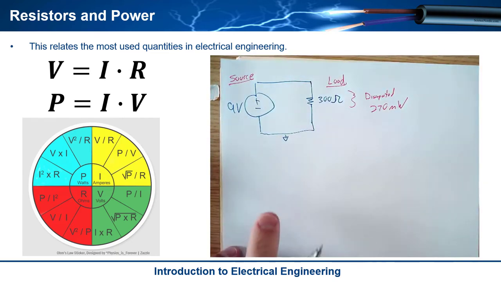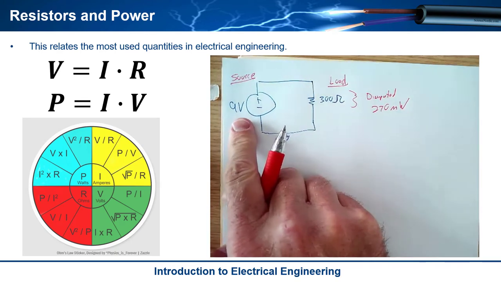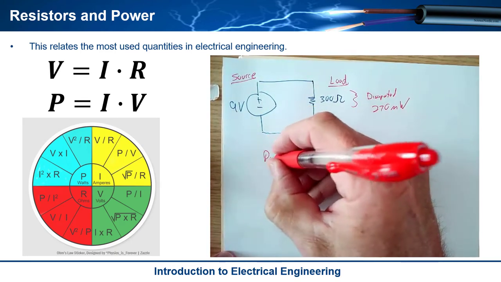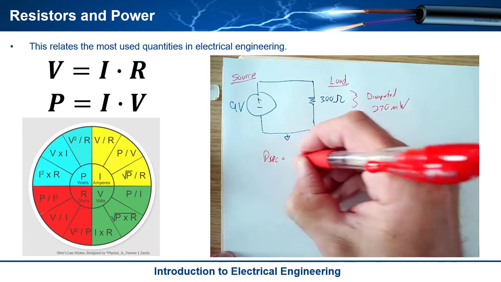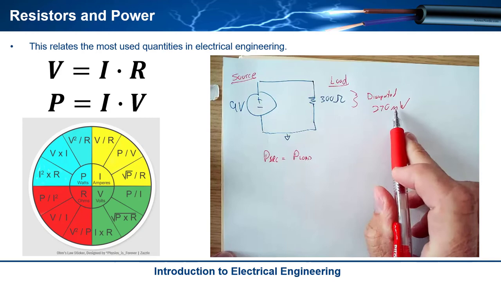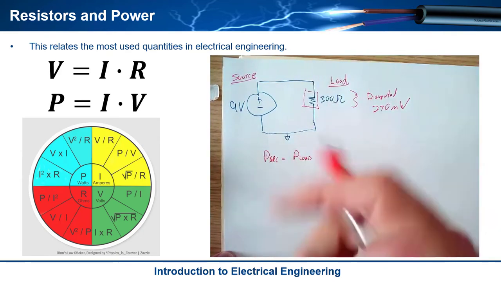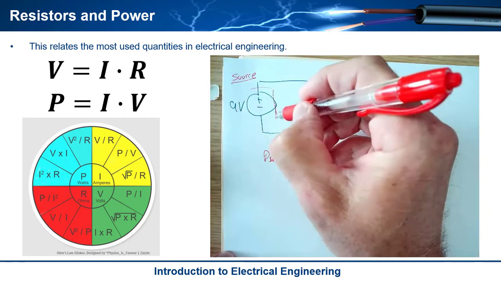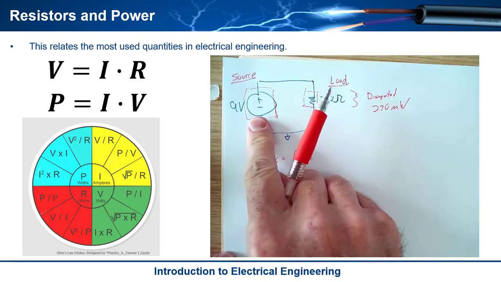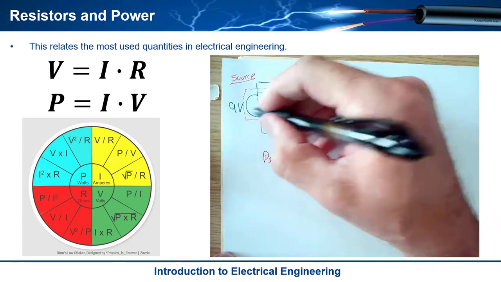So if we wanted to calculate the power that the source gave to the circuit, well, power of the source is equal to power of the load. If there was 270 milliwatts dissipated in this resistor right here, then there should have been 270 milliwatts provided to the circuit by the source. And so you say, well, how can I even find out what the power given by the source is?